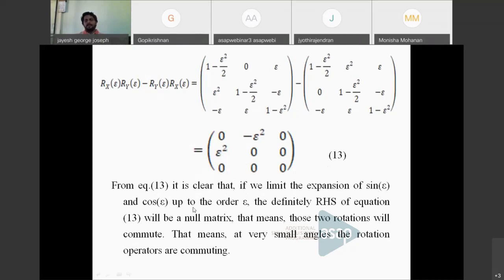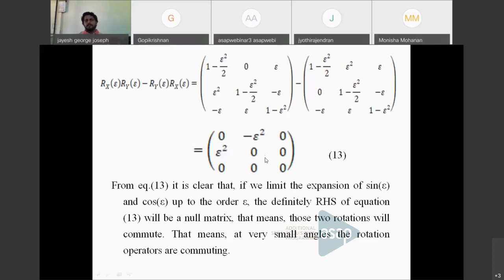From equation 13, it is clear that if we limit the expansion of sine epsilon and cos epsilon up to the order epsilon, then definitely the RHS of equation 13 will be a null matrix. If we do not take epsilon square and higher orders in our expansion of sine and cosine, then this quantity definitely goes to 0. That means this is a null matrix. That means at a very small angular rotation, the operators commute.